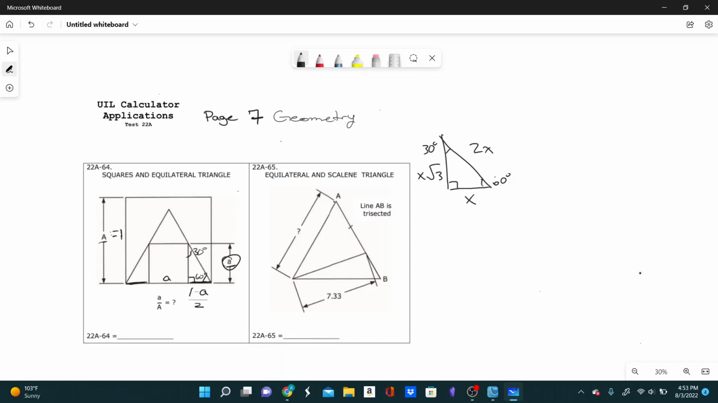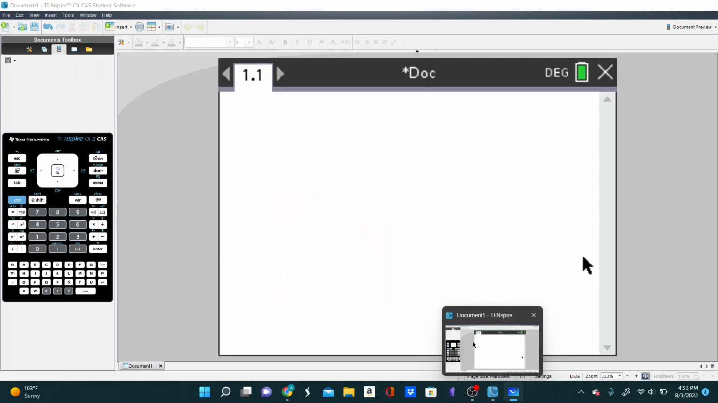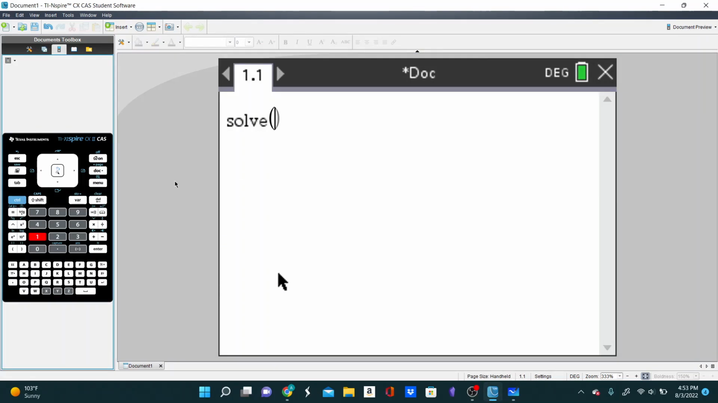So the side opposite the 30-degree angle is 1 minus a divided by 2, and the side opposite the 60-degree angle, well, that's just the side of the square, and that's just a. So we know that if we take the 30 side and multiply it by the square root of 3, we get the 60 side. Or in other words, 1 minus a divided by 2 times the square root of 3 is equal to a. So I'm going to put this in the solver, and we can find out what value of a this works for.